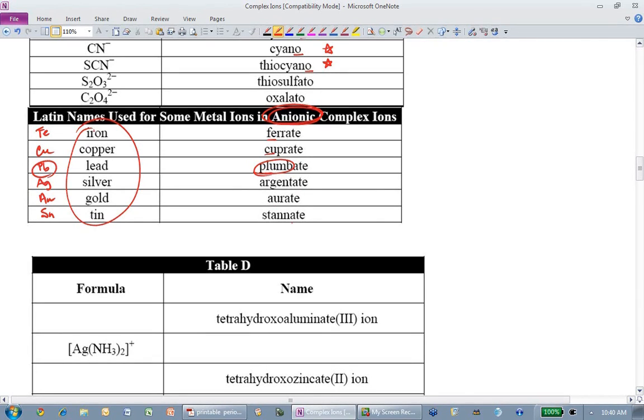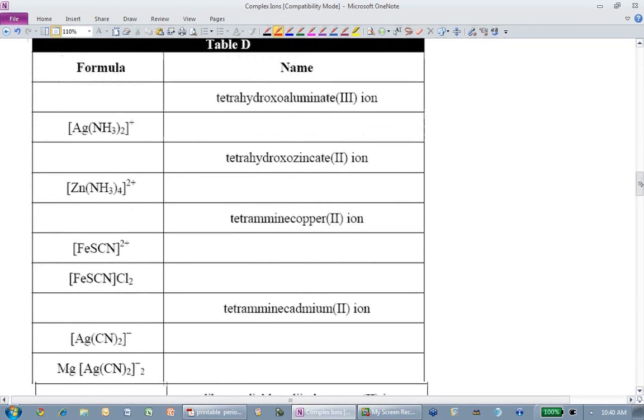Argentate, aurate, stannate. So you do have to put a little effort into learning those. So let's practice. I love practice. I either give you the name and you give me the formula, or I give you the formula and you give me the name. You ready? Let's try it.